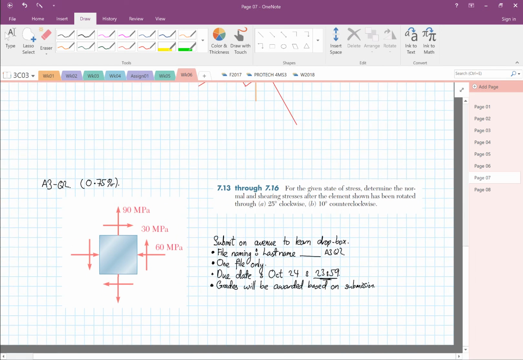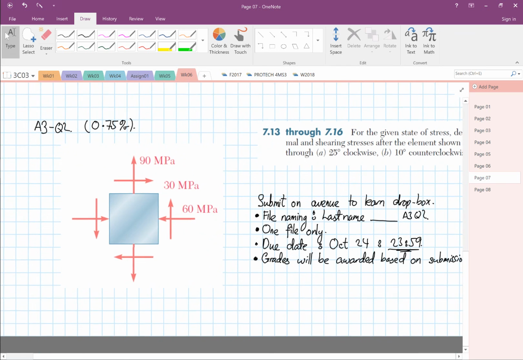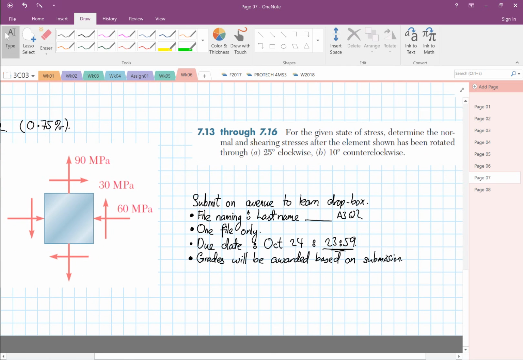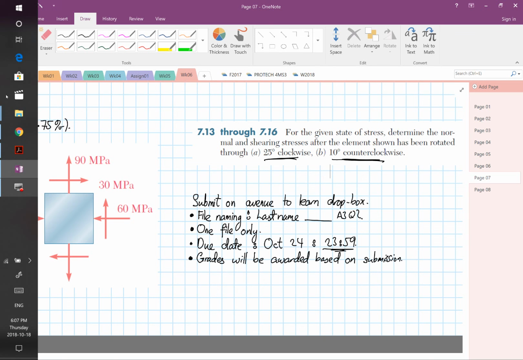So for assignment number 3, question number 2, based on completion, same thing, you have to rotate about 25 degrees and 10 degrees counterclockwise. Thank you so much. That's all for my week 6.